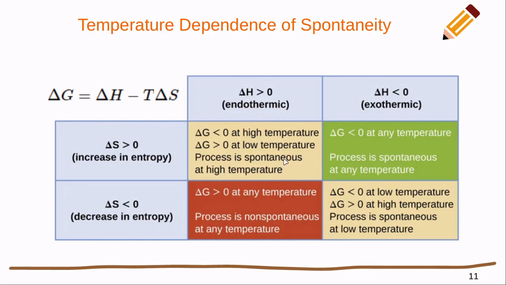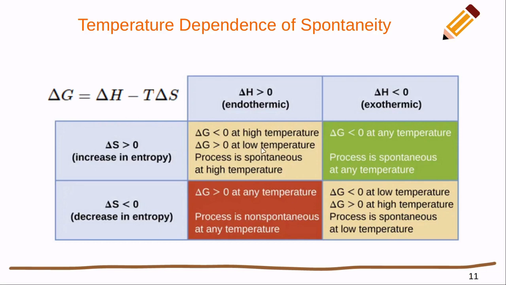If I had the scenario where both delta H and delta S were negative, I get the same scenario here. There's going to be a critical temperature, and below that critical temperature, we're going to get a delta G that is negative and it's spontaneous. So now at low temperatures, we're getting a spontaneous reaction. And above that critical temperature, it's going to be non-spontaneous.